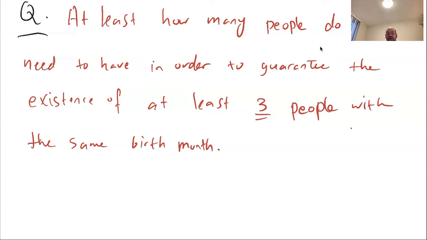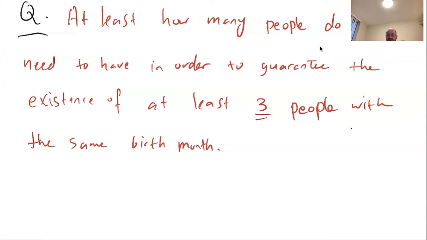So even if I have only 3 people, it's possible that they have the same birth month, but it's possible that they don't have the same birth month. So how many do I need in order to have a guarantee? If I have 12 people, I still can have 12 people with all different birth months. It's possible. So I cannot have a guarantee that even 2 of them have the same birth month.